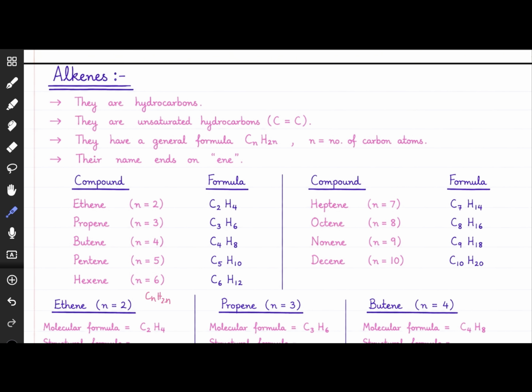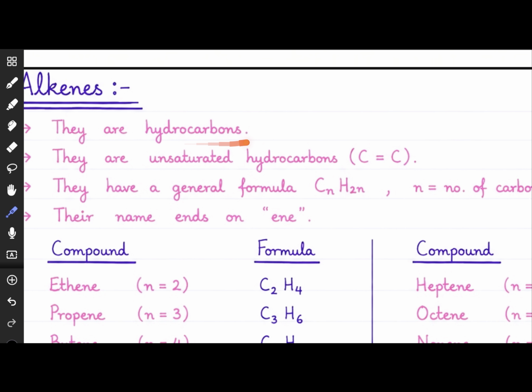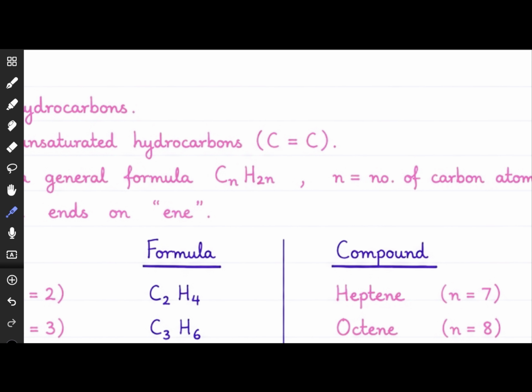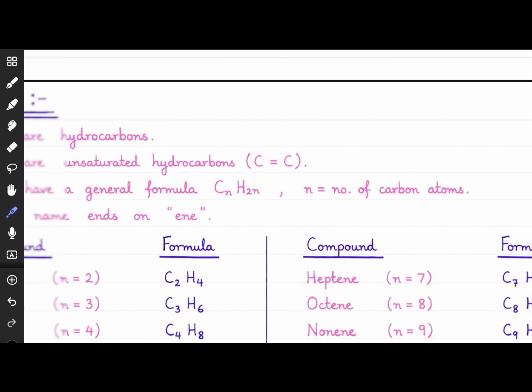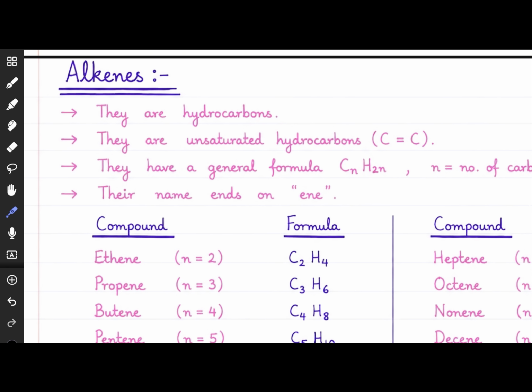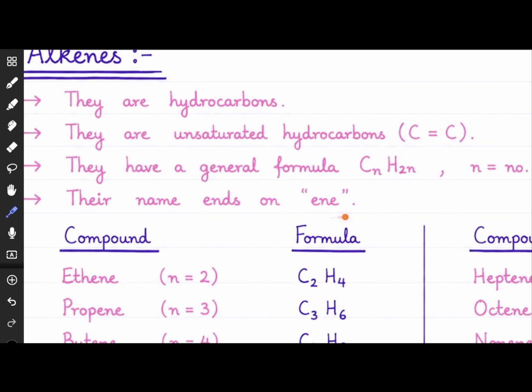Alright, so now that we have covered those highlights, let's continue from where we left off. Alkenes. Alkenes are hydrocarbons, and they are unsaturated hydrocarbons because they have a carbon-carbon double bond. Alkenes have a general formula of CnH₂n, where n represents the number of carbon atoms. Alkenes are also named, and their name ends in -ene.